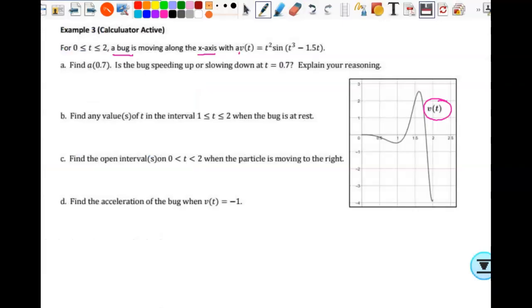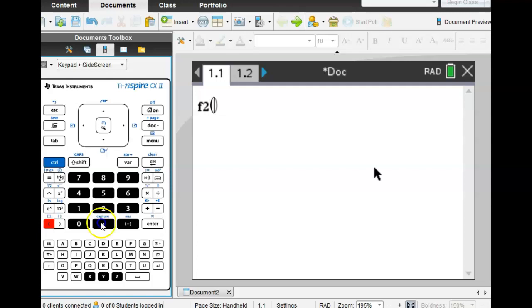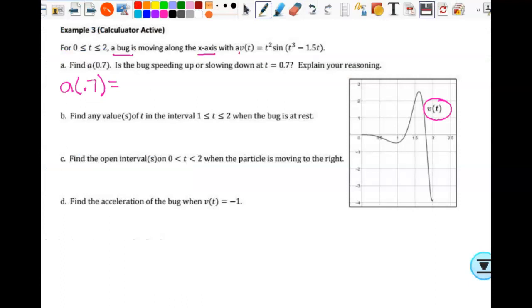I'm going to write that down first. So A of 0.7 equals, and so how do I do that here? F2 of what? 0.7. And there's my answer. Okay? So we didn't have to do anything by hand. But you have to know how to manipulate the calculator. That's kind of the purpose of that. So this is equal to negative 0.9205.